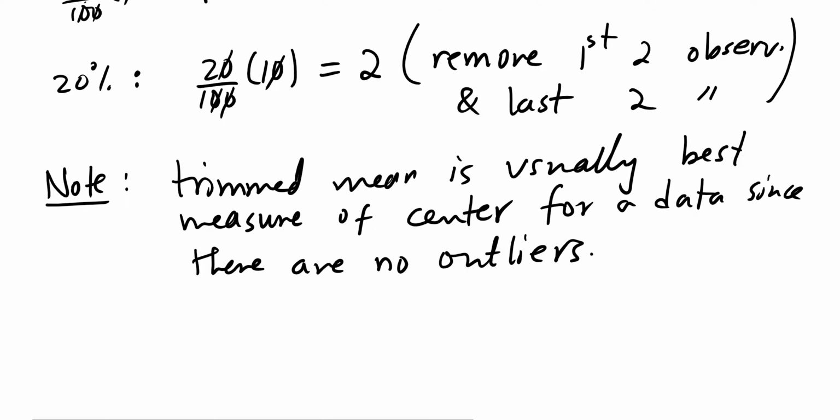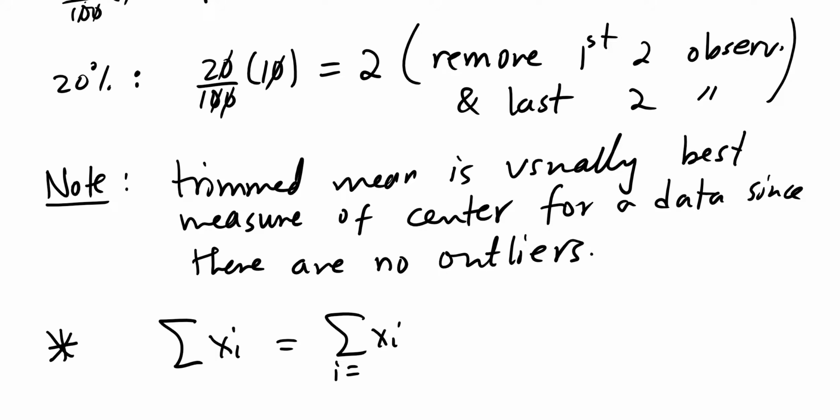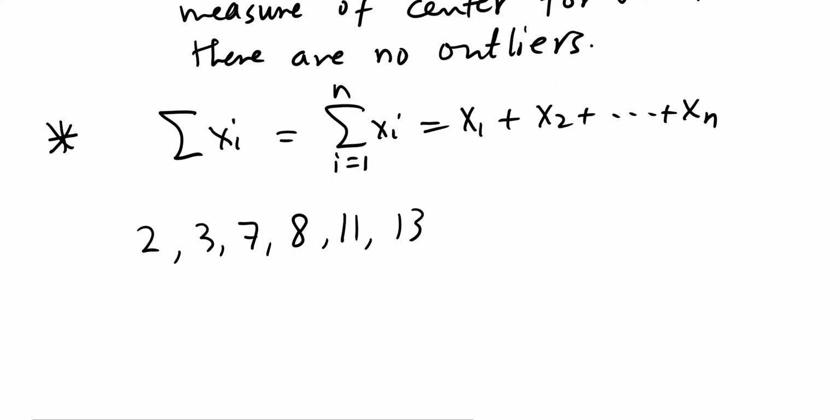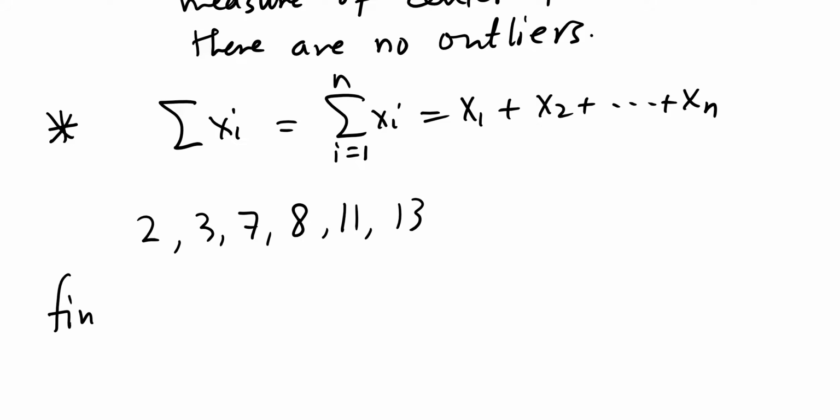Okay, and the last thing to talk about, we started with this one. This is the sigma. If you have xi, i equals 1 to n, you just add them up, x1 plus x2 plus all the way to xn. So if they give me a set of data 2, 3, 7, 8, 11, 13, and they ask me to find the sum of xi, squared.